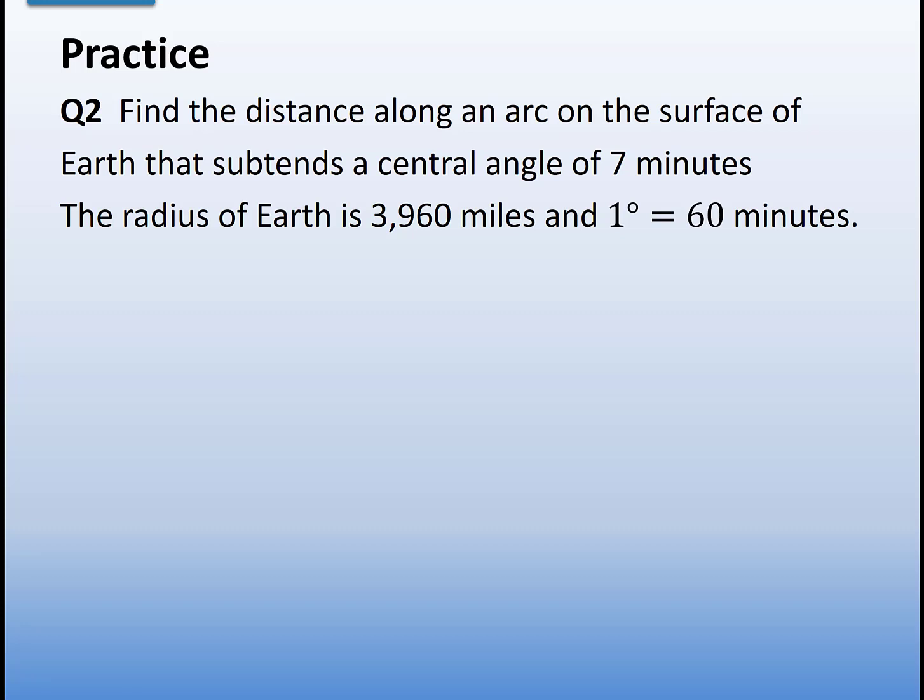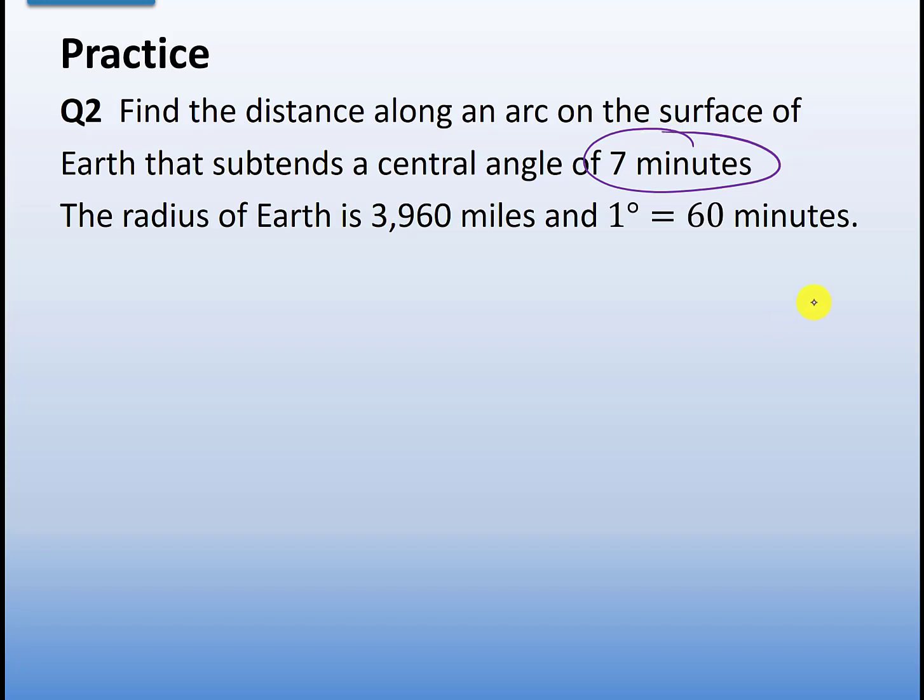So we've got to find the distance along an arc on the surface of the Earth that subtends a central angle of 7 minutes. This is something new. 7 minutes, so we'll be talking about that. And the radius of the Earth, we're going to say, is 3,960 miles.